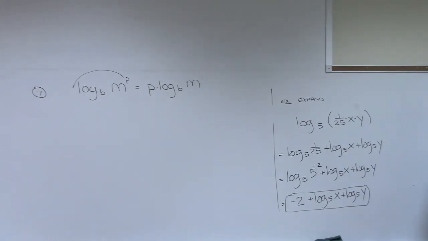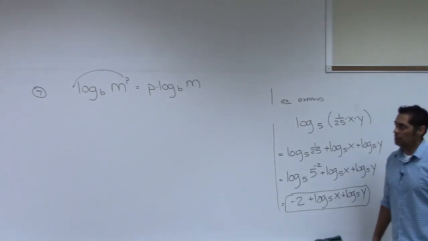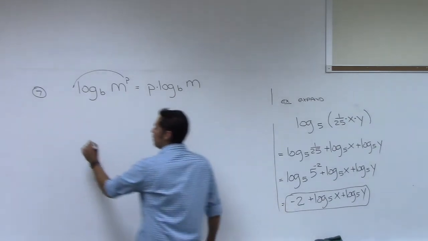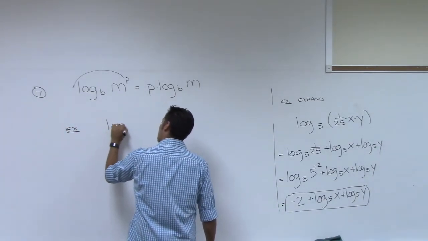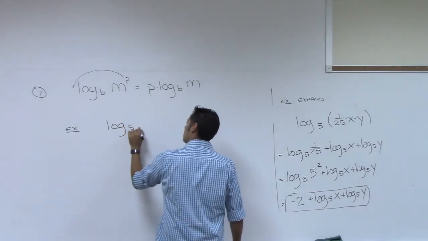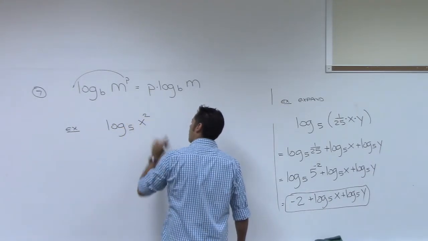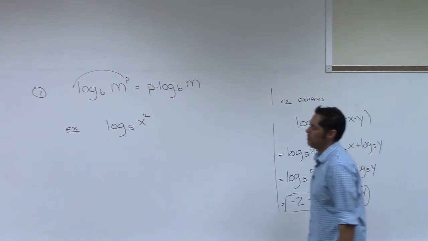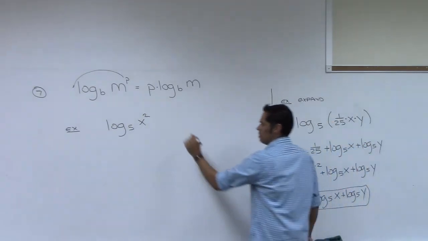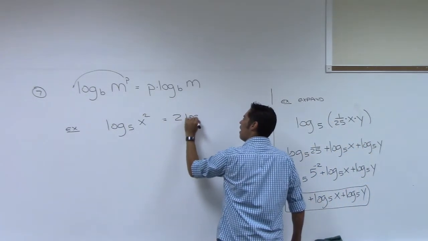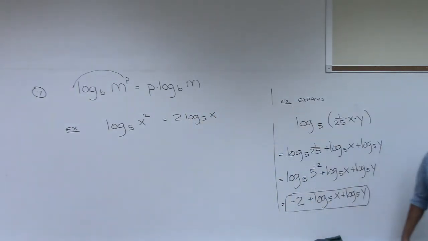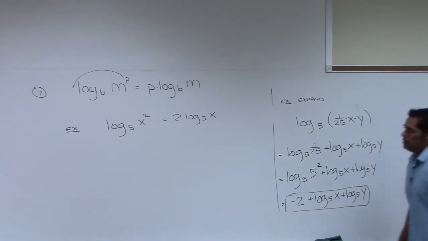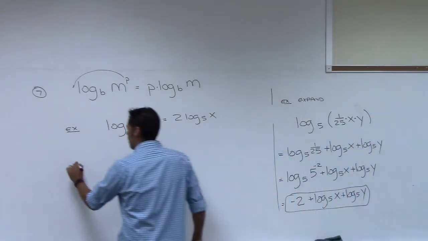This is extremely useful. Here's an example. What is log base 5 of x squared? How can I rewrite that using that property? This is equal to 2 log base 5 of x. Right? That's what that's equal to. How about this one?